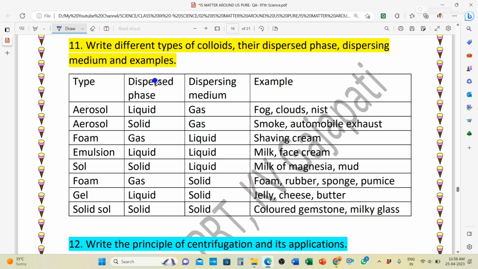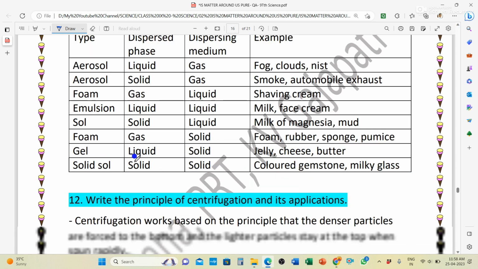Then foam: dispersed phase is gas, dispersing medium is solid. Examples: foam rubber, sponge, and pumice. Then gel: dispersed phase is liquid, dispersing medium is solid. Examples are jelly, cheese, and butter. And solid sol: here the dispersed phase is solid, dispersing medium is also solid. Examples are colored gemstone, milky glass. We will discuss more about emulsion after some time.